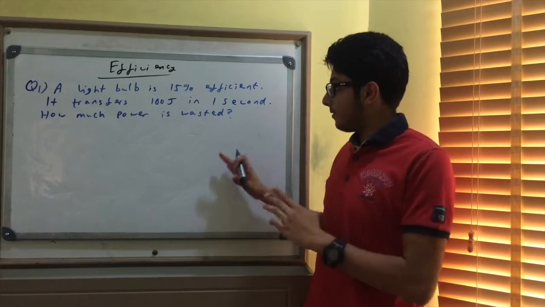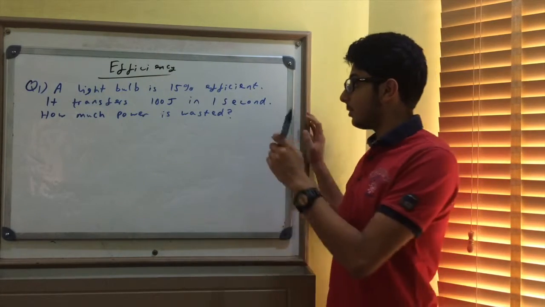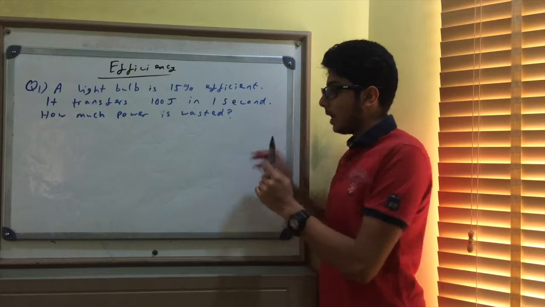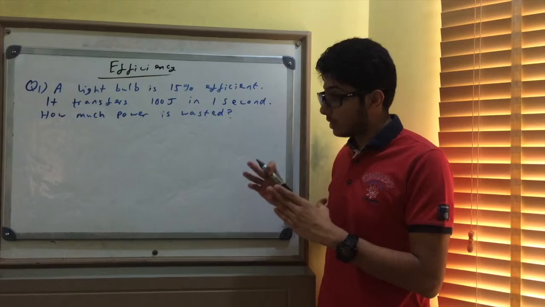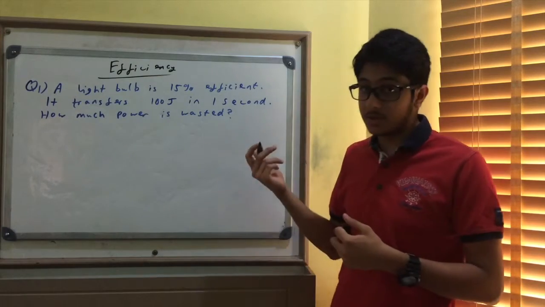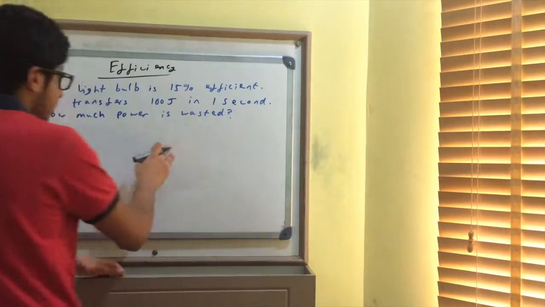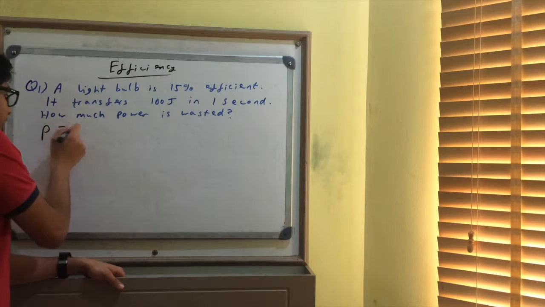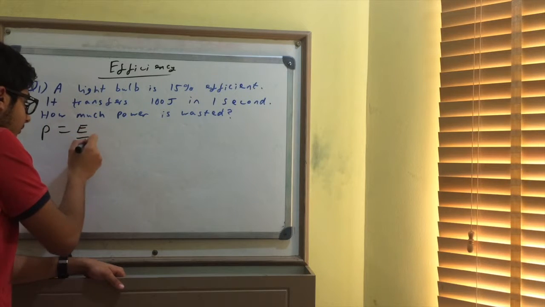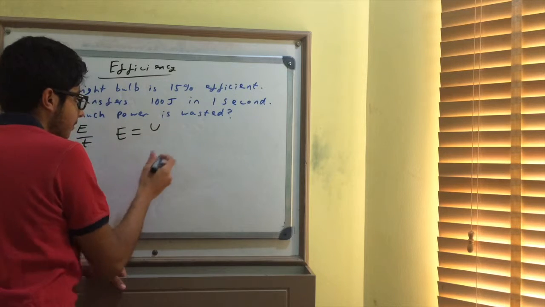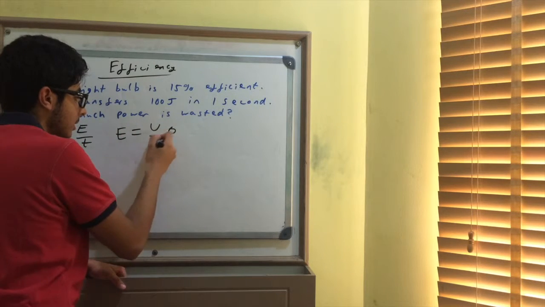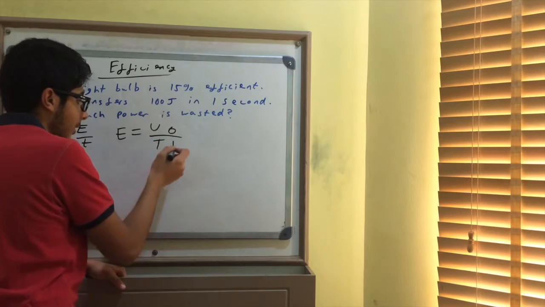Next, a light bulb is 15% efficient. It transfers 100 joules in 1 second. How much power is wasted? Now this question may look tricky and hard, but it's pretty easy. So what are the equations we need? Power is energy over time, and efficiency is useful power or energy out over total power in.